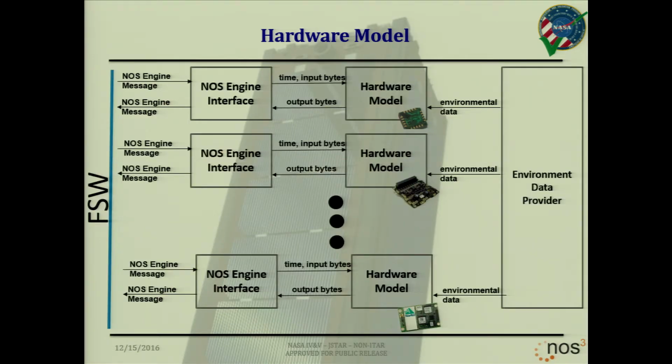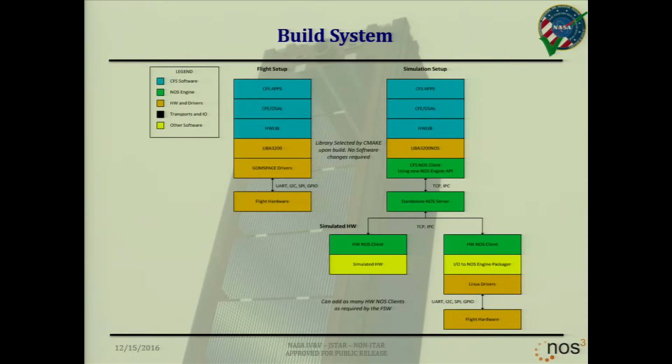So a little bit about the hardware model. You could kind of see it in the last diagram, but it didn't fully come together. Your flight software is basically sending messages or any kind of communication protocol through your NOS engine interface, right? So your NOS engine interface is essentially stubbing out things like I2C, SPI, UART, Ethernet even, and talking directly to a hardware model that's managing your registers, your state machine on the hardware and things like that. And your hardware model is essentially getting fed and providing data back to your environmental data provider, which is 42 in this case.